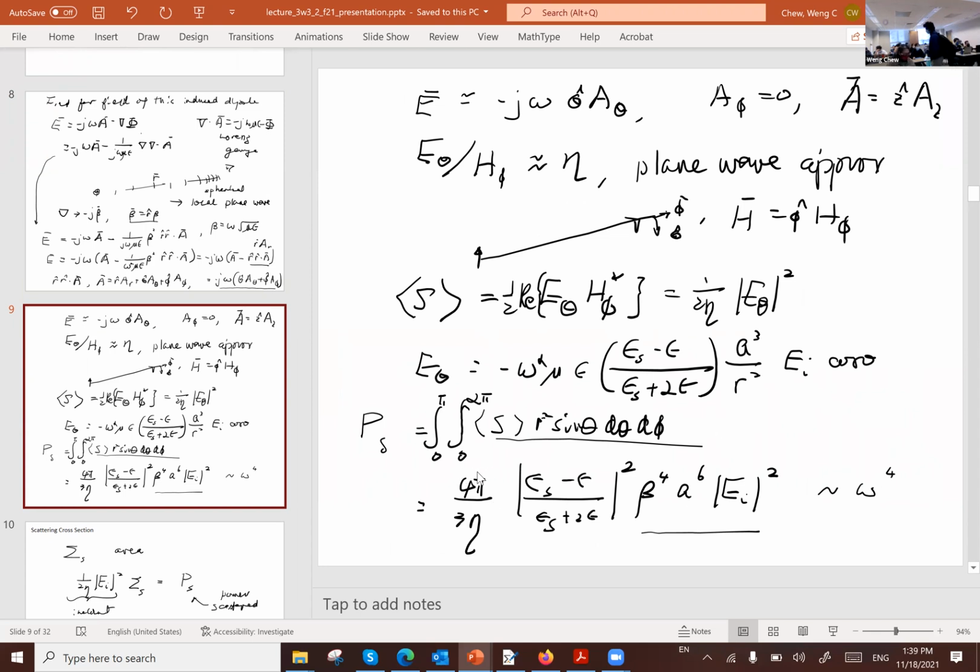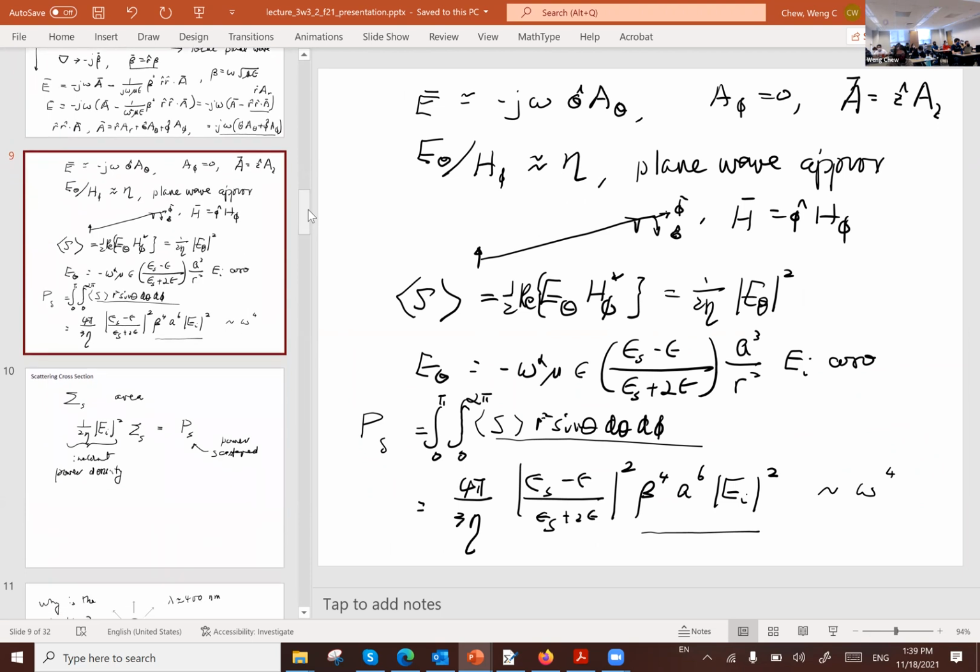And then you can find the total power scattered by this small dipole. This is called Rayleigh scattering. It was done by Lord Rayleigh many years ago.